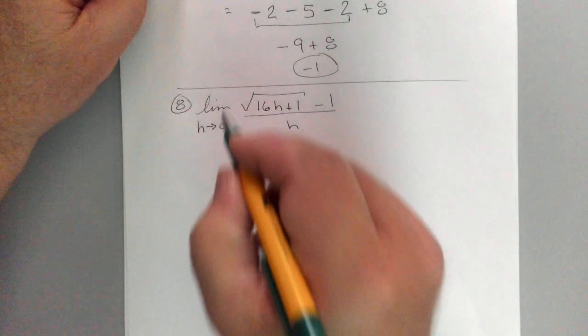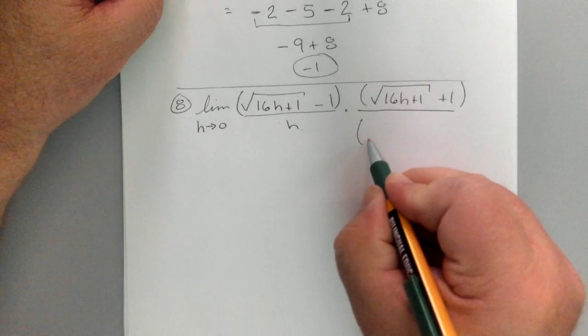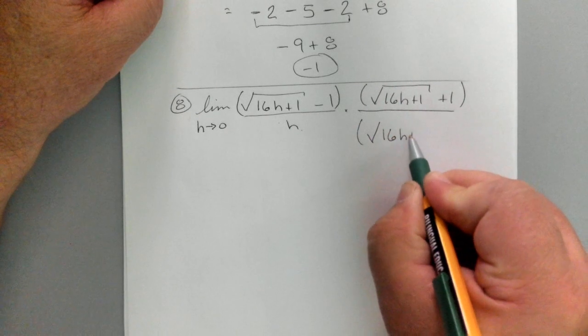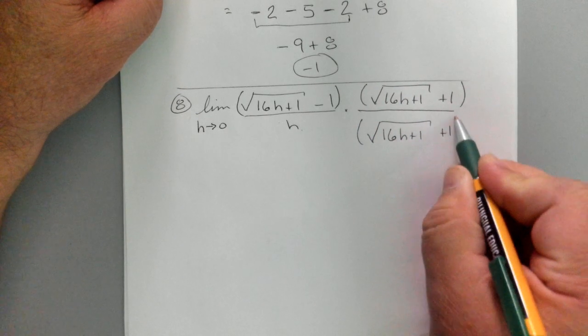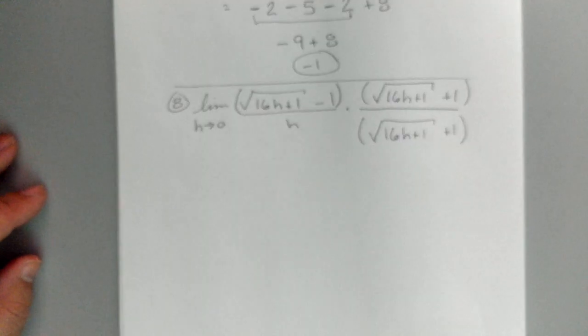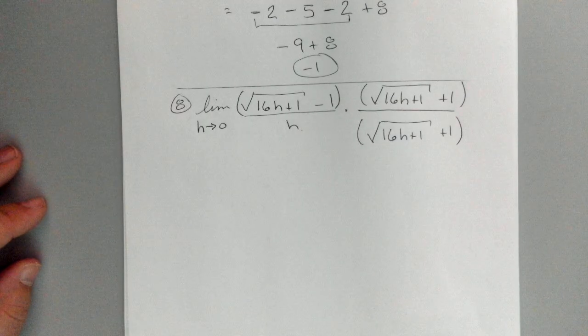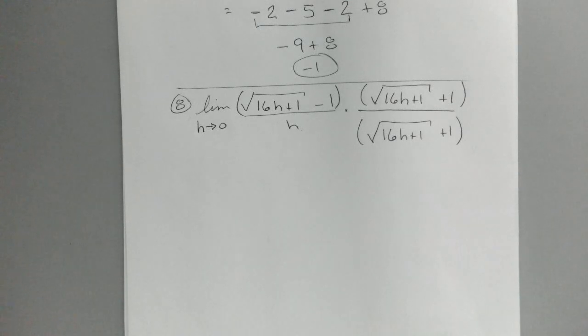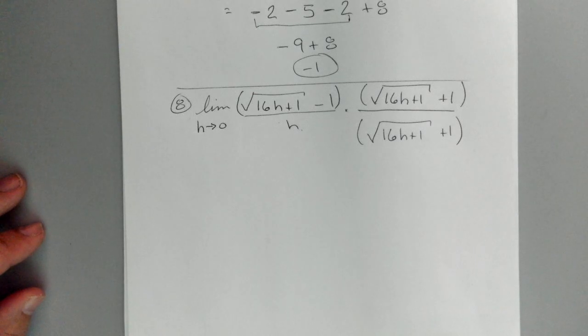The conjugate. We multiply by 1. Radical 16h plus 1 plus 1 over radical 16h plus 1 plus 1. Very good, yes. Whenever you have a radical in there and it's 0 over 0, the first thing you want to try then is the conjugate.